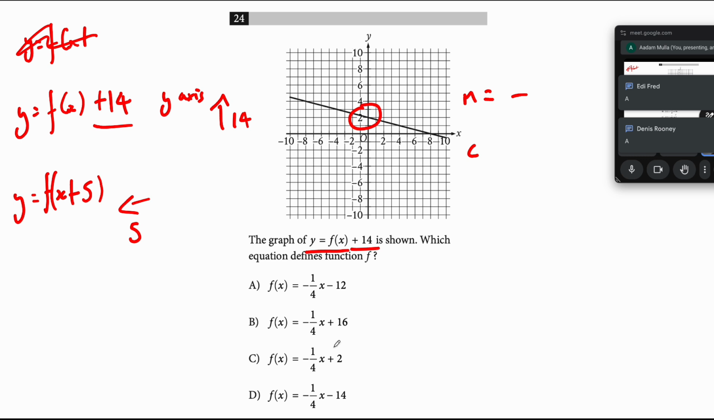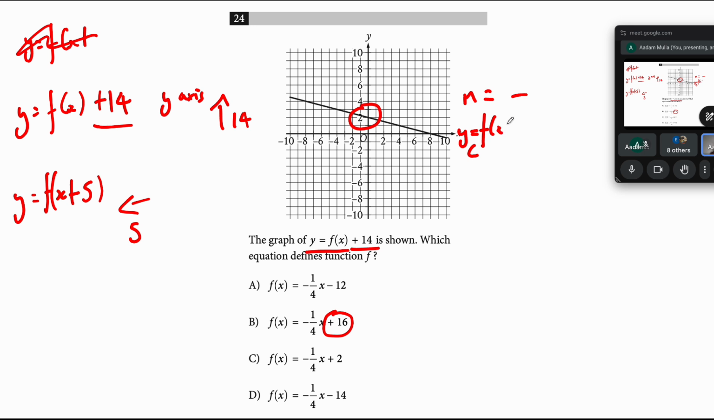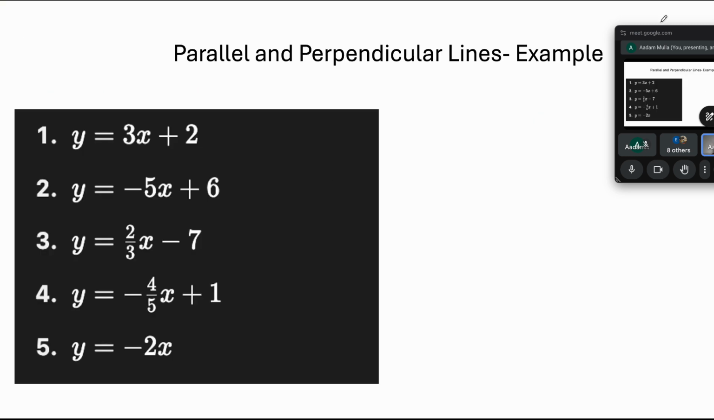So I think the people that said B thought that the function of f of x was drawn, but this isn't the function of f of x. This is the function of f of x plus 14. So we need to think that because this has been moved up by 14, what was it originally? It would have gone down by 14. So it would have been around about there, and it would be this equation where the y-intercept would be negative 12. So well done to Eddie for not going along with what everyone else was saying.